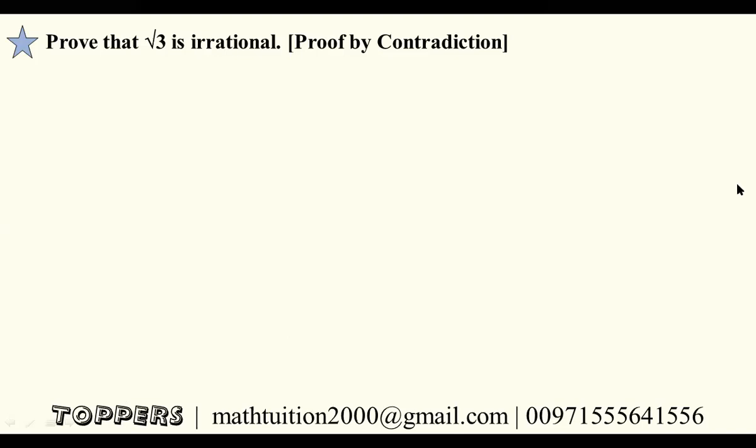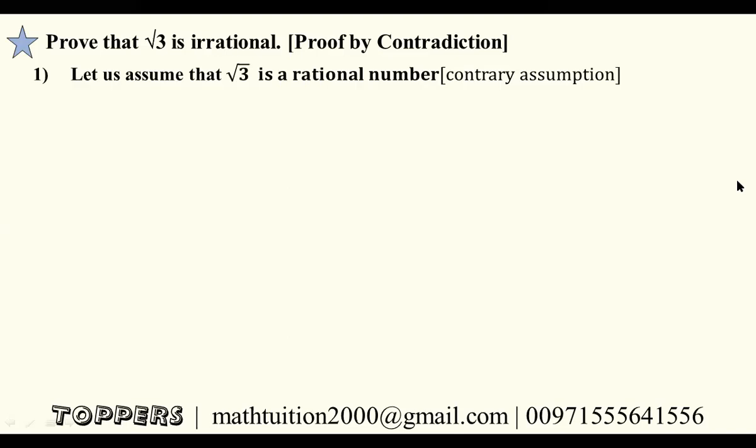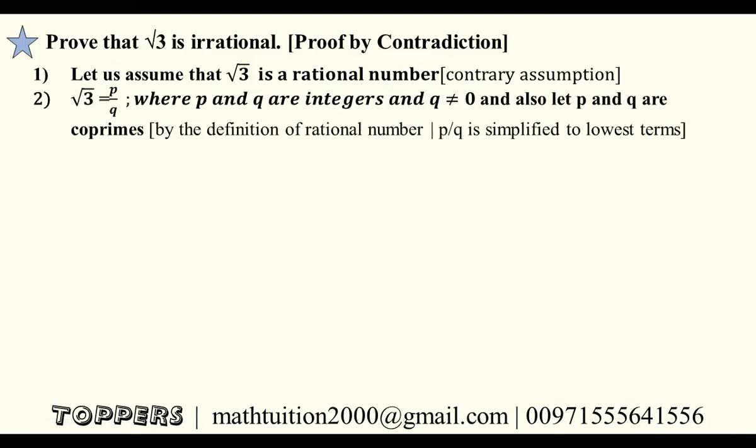Same way we can prove by contradiction. Same method we can do. Let us assume that root 3 is a rational number. Contrary assumption. So what we can do, we can use the definition of rational number. We can write root 3 equals P by Q, where P and Q are integers and Q not equal to 0. Definition of a rational number.